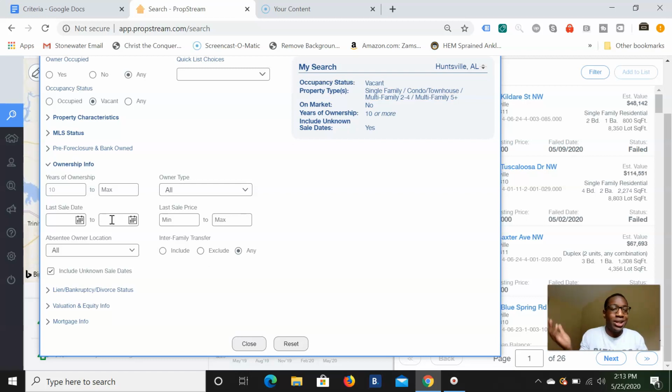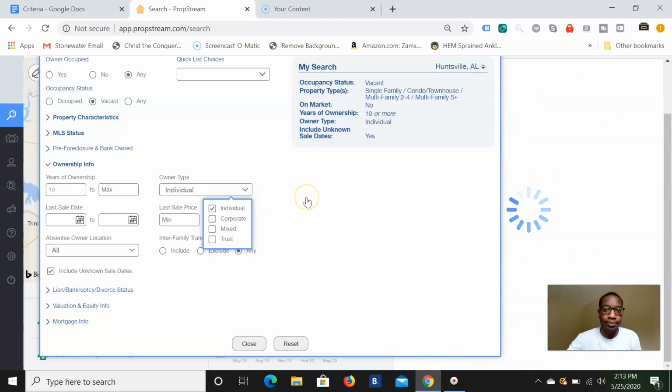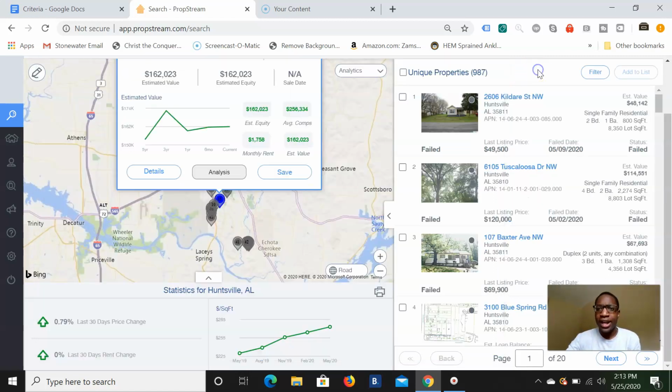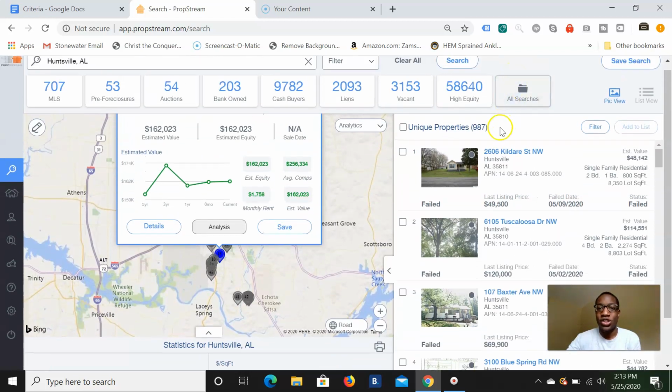And your start date would be like January 1st, 1900, something like that. And then owner type, we can do individual for this one actually, because we don't want to really target a corporate or LLC. I mean, we can do that, or we don't want to do mixed or trust. So we're going to click just individual for this. And so that brought our list down to 987 properties, which is crazy.